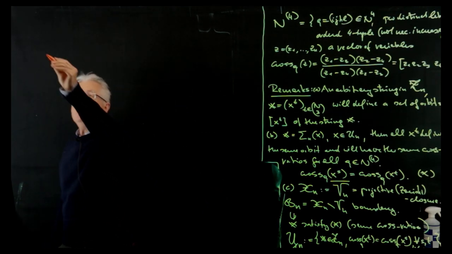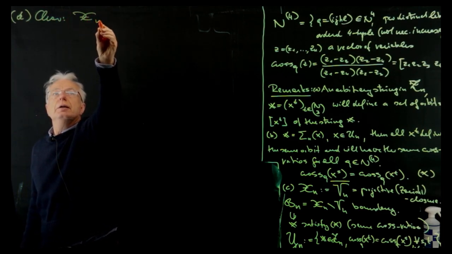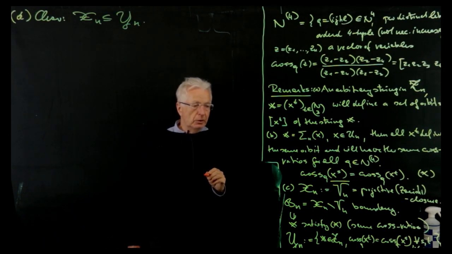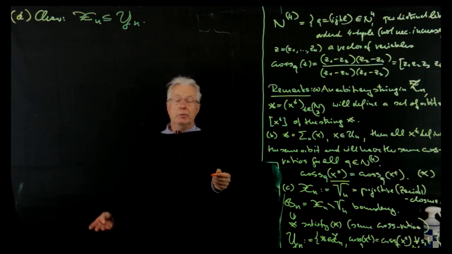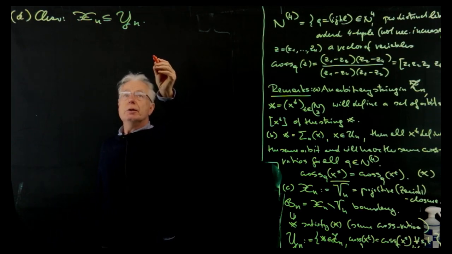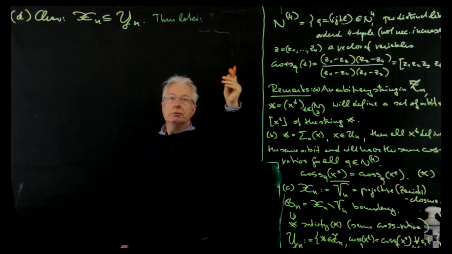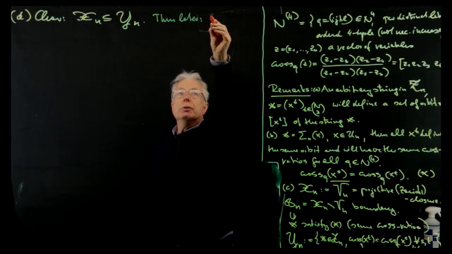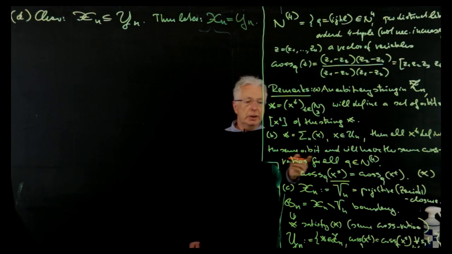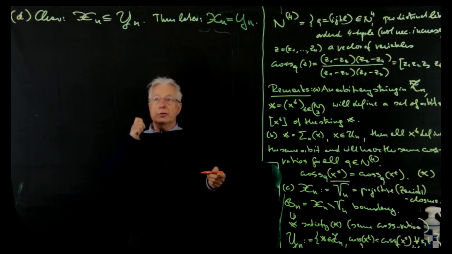So remark D is clear that Xn is contained in Yn. Now, Xn will be, after all, our compactification. So one part of the theorem later, but this needs quite a bit of time to prove it. Precisely what you expect, Xn is Yn. Okay, so we have two descriptions of the closure.